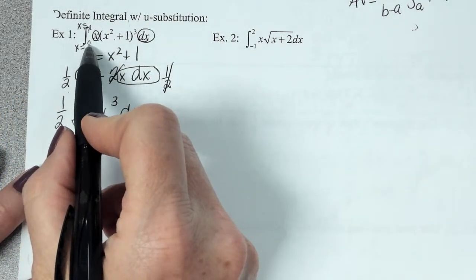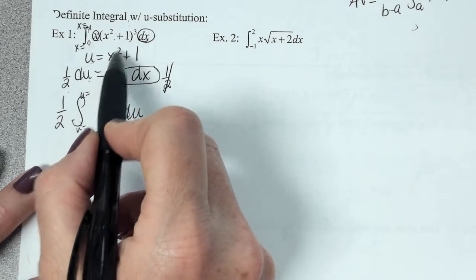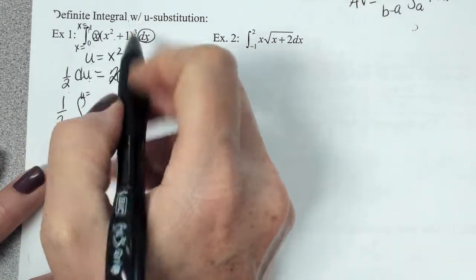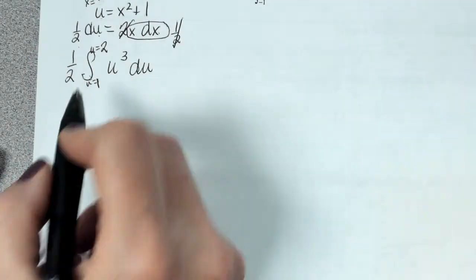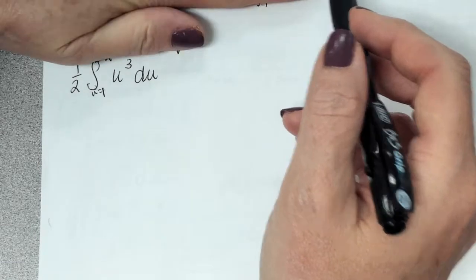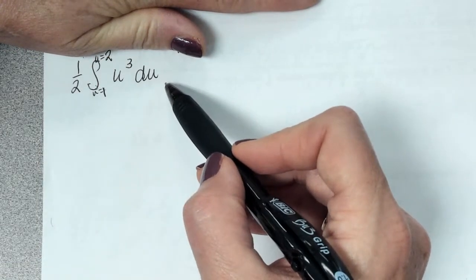Well, if x is 0, I plug it in here to find out what it would be as u. 0 squared plus 1 is 1. 1 squared plus 1 is 2. I will never have to go back to x's now. In fact, I could just get rid of all of this and never look at it again. This is my new problem to work. So let's integrate it.